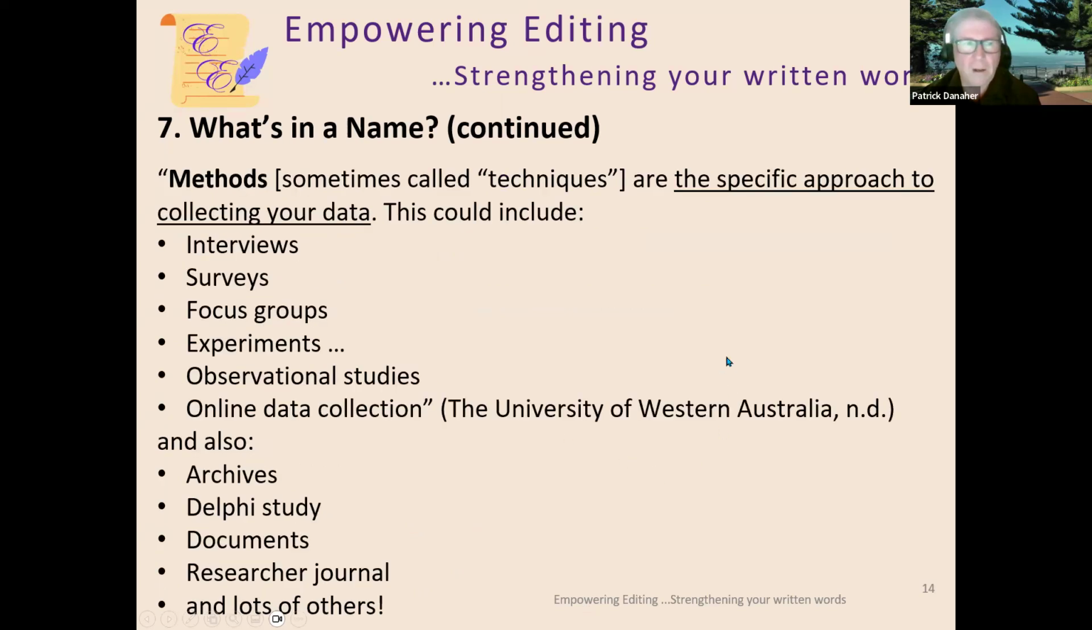So if we contrast that list with this list, again from UWA: interviews, surveys, focus groups, I thought about taking experiments out in terms of this workshop, observational studies, online data collection. And again, there are lots of others. There are archives, there are Delphi studies where you work with experts in a field, there are documents, there are researcher journals to record their feelings and to contribute to their reflexivity, which we'll come to. So again, almost like working backwards, if you think about that, to me it is important to distinguish between this list and the previous list of case study and grounded theory and ethnography and so on. To me, they belong to different orders of things.